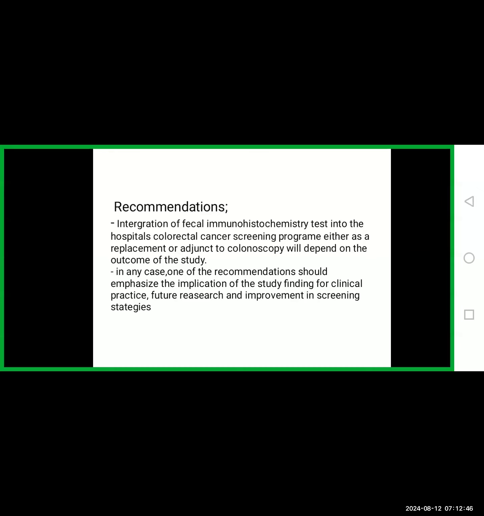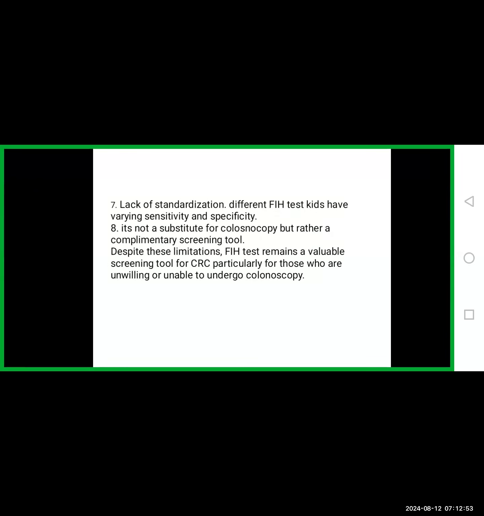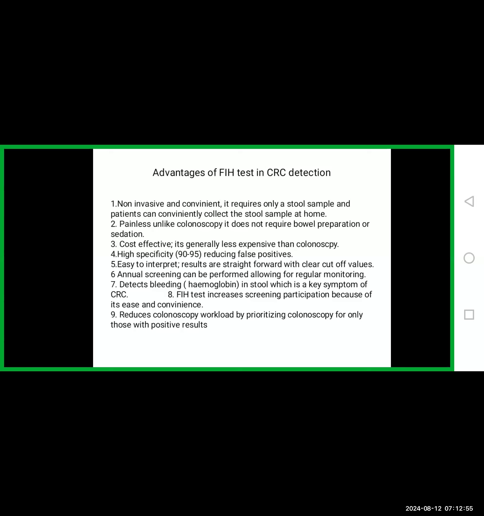Thank you. This one is just an overview. The subsequent slide is just the limitations of fecal immunochemical testing and then its advantages.